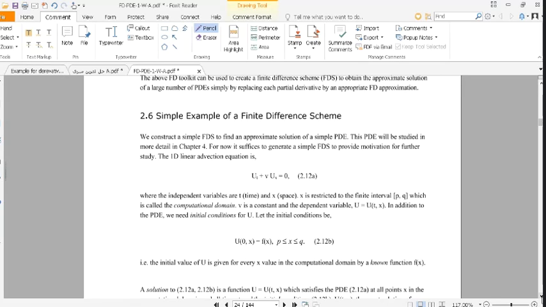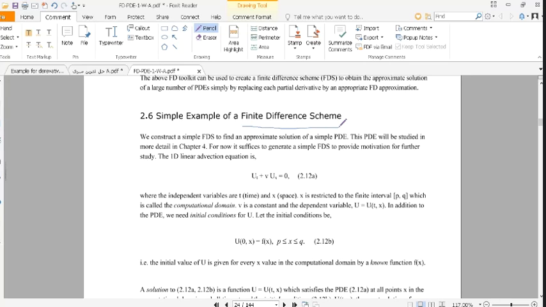From now on, our goal is to obtain a numerical solution for the PDEs using the finite difference method. We are going to construct the scheme. A scheme means a method. Finite difference scheme means finite difference method. We are trying to construct a finite difference scheme to solve partial differential equations, or PDEs.